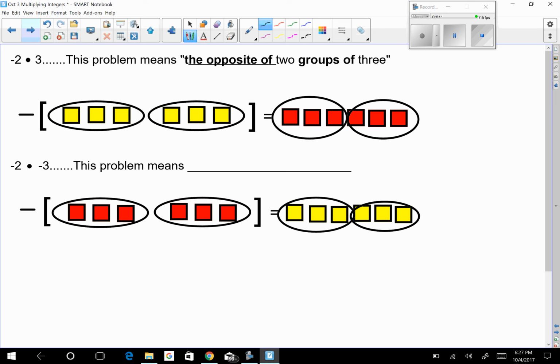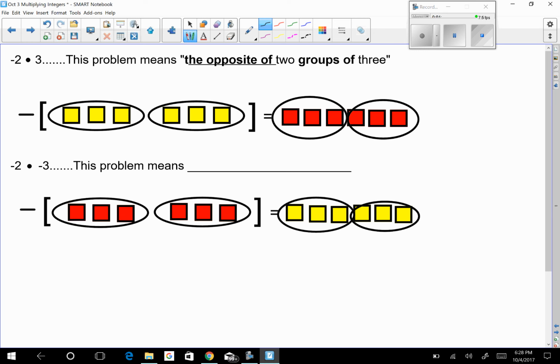Now, what if the negative sign is in the front of the problem? The negative sign in the front of the problem means the opposite of whatever the rest of the problem says. So we need the opposite of 2 groups of positive 3. So negative 2 times 3 means the opposite of 2 groups of 3. That negative sign in front means the opposite of.